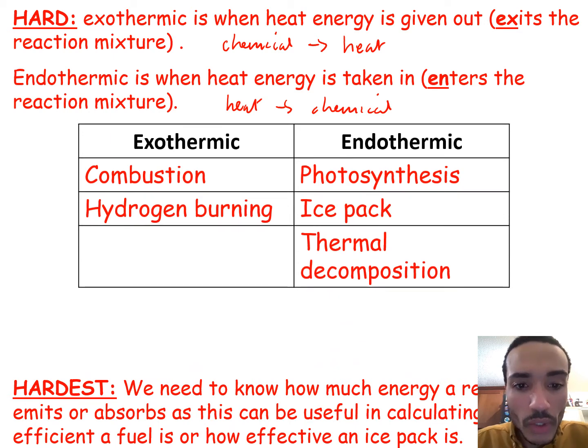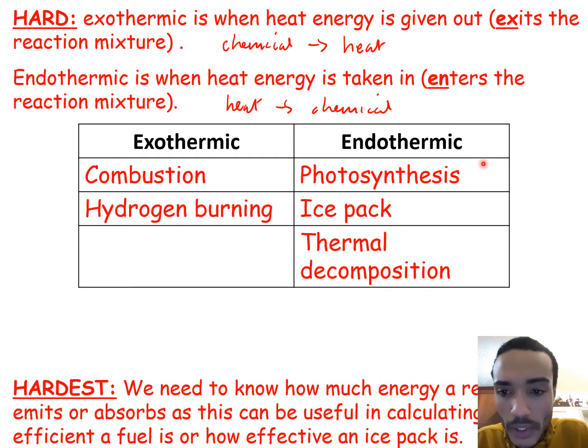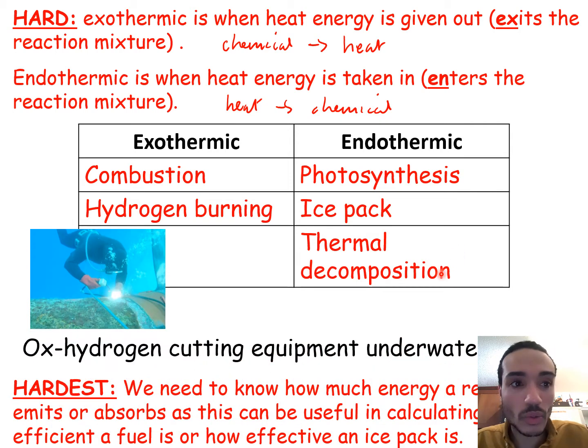Then these, your combustion reaction, that's exothermic because it releases heat. It feels hot. Hydrogen burning, again, that's a combustion reaction, so it's exothermic, releases lots of heat. Endothermic takes in energy from the surroundings. So photosynthesis takes in light energy. Your ice pack takes in heat energy from like the burn or whatever your ice pack is used to treat. And thermal decomposition takes in heat energy from the Bunsen burner or the heat source.